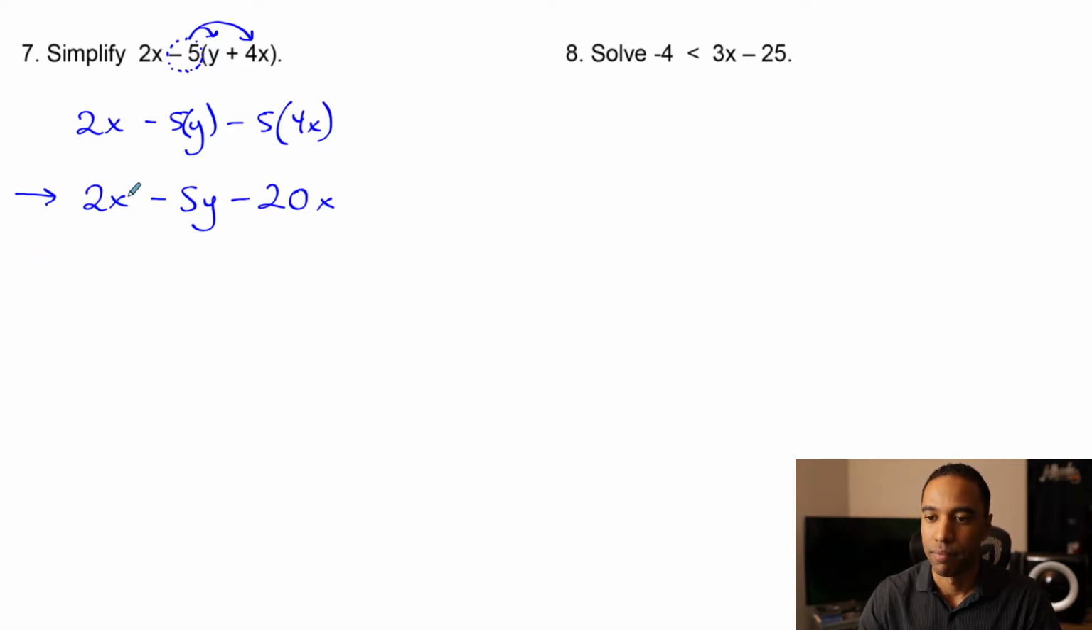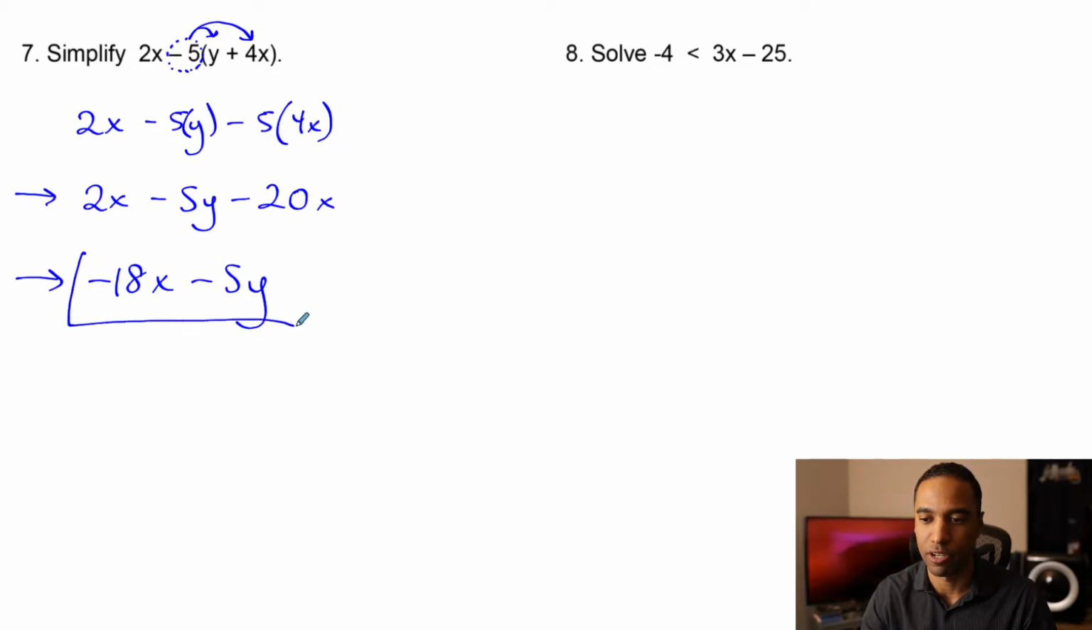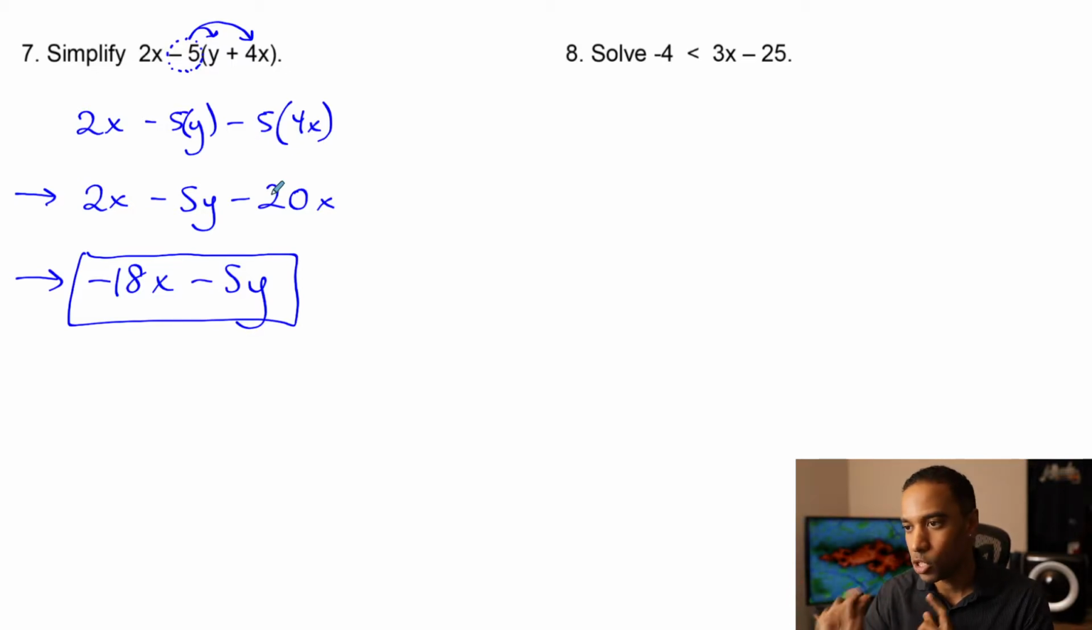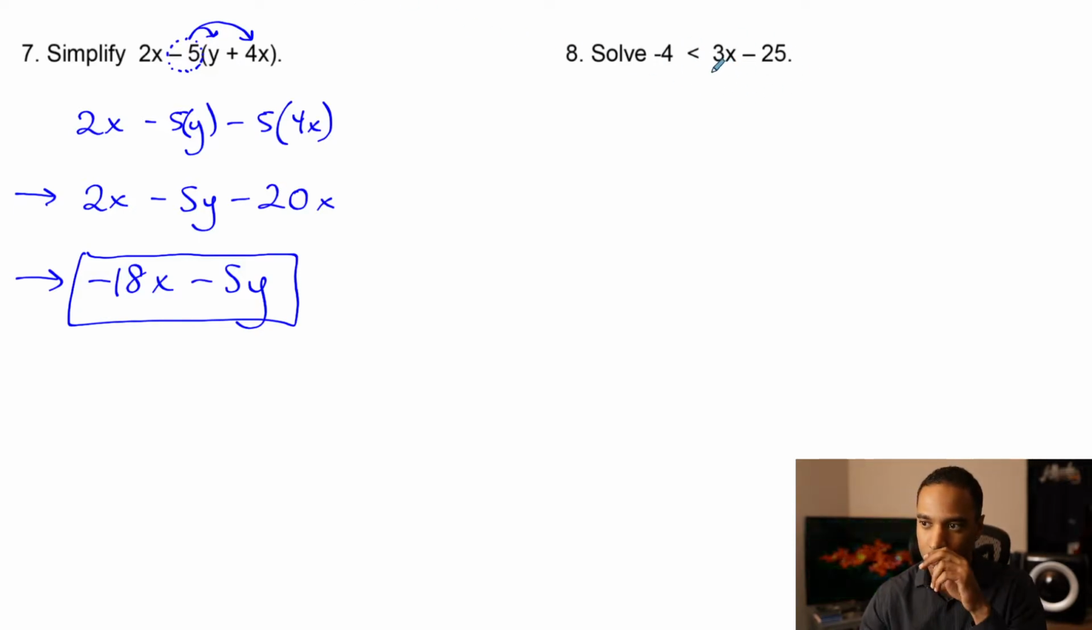Okay, 2x minus 20x can combine. 2 minus 20 is negative 18, so I'm going to have negative 18x minus 5y, and that is the simplified version of this guy. That's it. I'll leave it at that. Nothing to solve there. There's no equal sign, no inequality symbol. This one on number 8 has an inequality symbol, so let's go ahead and attack that one. Let's solve this guy right here.